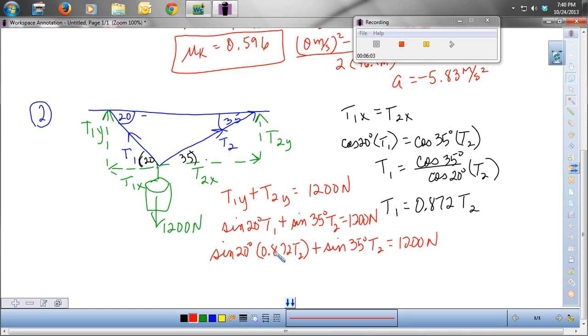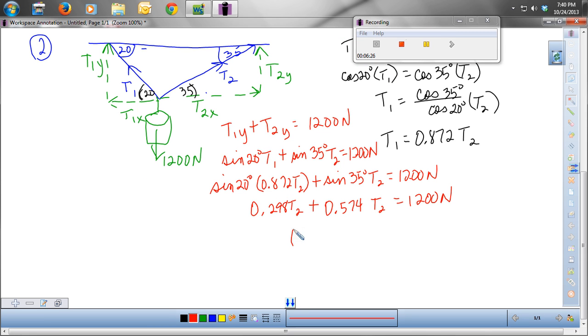So when I did sine of 20 times 0.872 T2, I got 0.298 T2. The sine of 35, when I did that, I got 0.574 T2. 0.574 T2 is equal to 1200 newtons. When I added those up, I got 0.872 T2 is 1200 newtons.